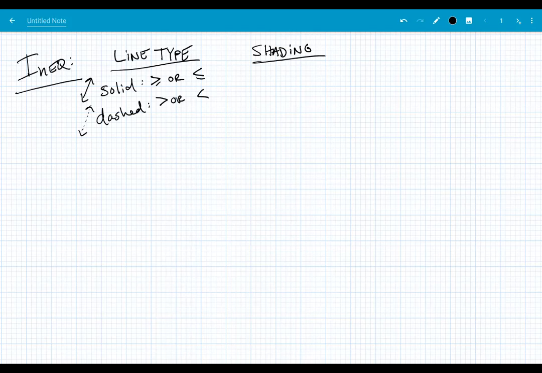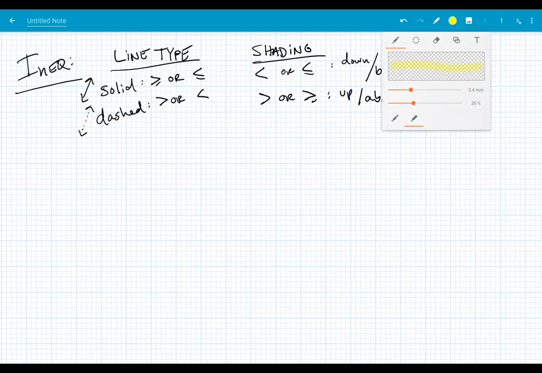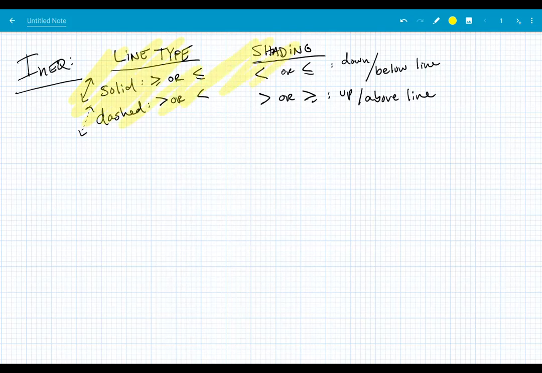Now, to find where to shade, because I'm going to shade above or below my graph, how we do that is if my inequality is less than or equal to, we're going to shade down or below the line. If it's greater than or greater than or equal to, we're going to shade up or above the line. Two big things you got to know there. You got to know this. So I'm going to be referring to this as I graph these lines.